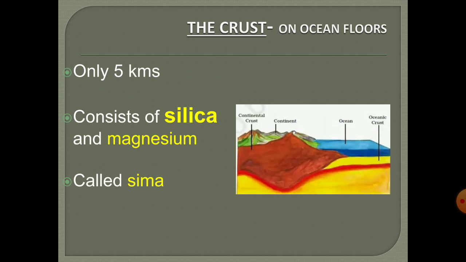Next, the crust on ocean floors. In the ocean, it is only about 5 kilometers. It consists of silica and magnesium. We call it Sima: Si from silica and Ma from magnesium. So Si plus Ma, Sima.